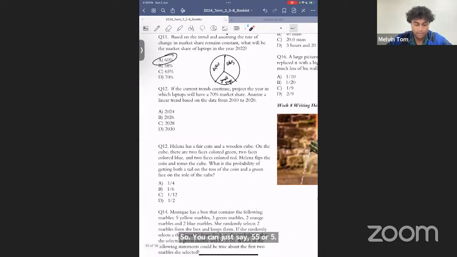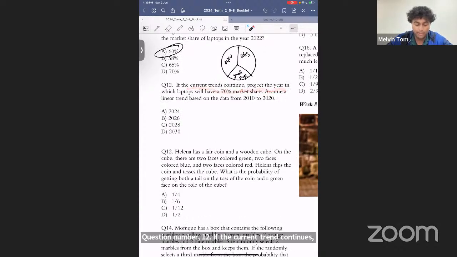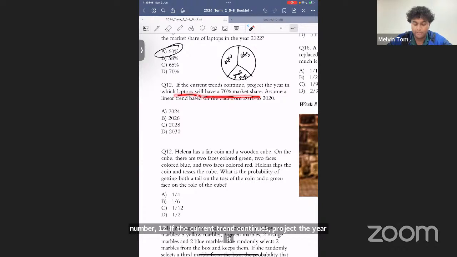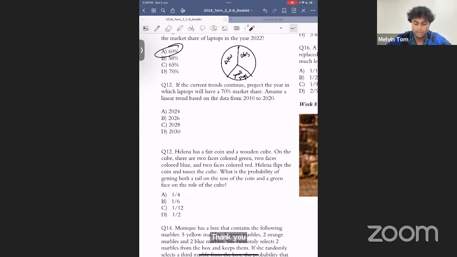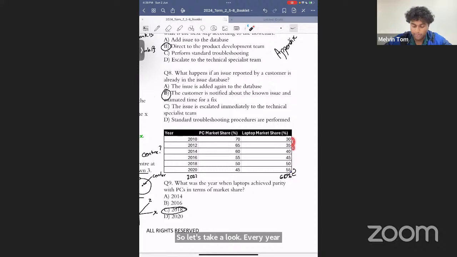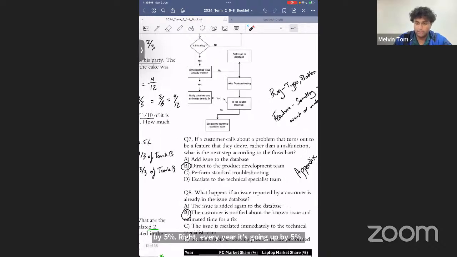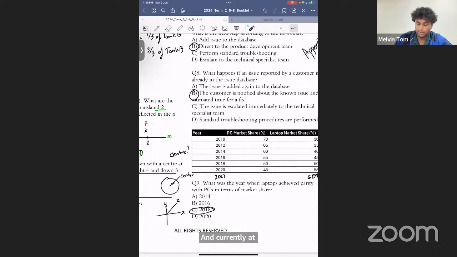Question number 12. If the current trend continues, project the year in which laptops will have a 70% market share. Assume a linear trend based on the data from 2010 to 2020. So let's take a look. Every year, market share goes up by 5%, right? Every year it's going up by 5%. And currently at 2020, it is at 55%.